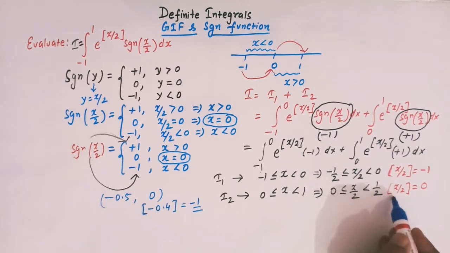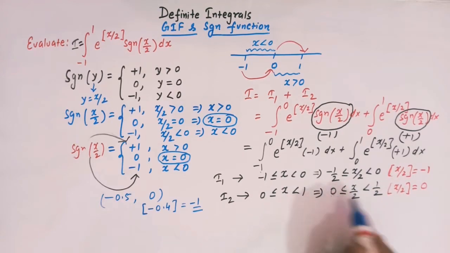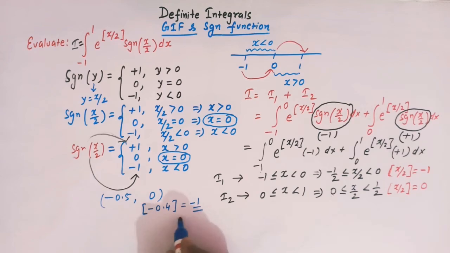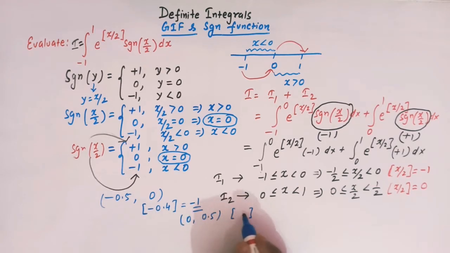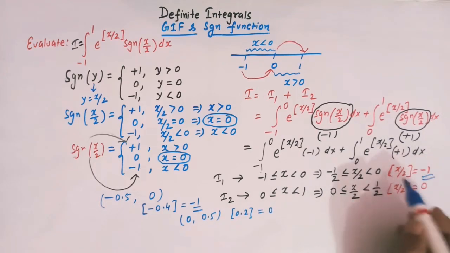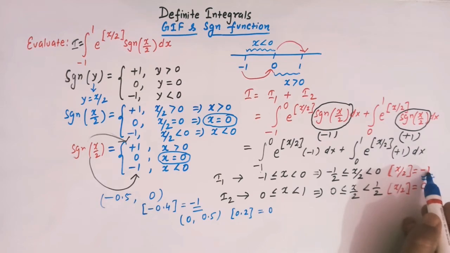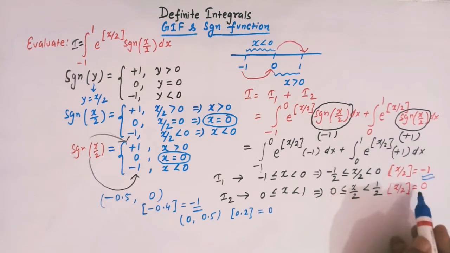And similarly here we have x over 2 lying between 0 and half. So here we have 0 and 0.5, and if we take any value between 0 and 0.5, say for example 0.2, right? So by definition of greatest integer function, the value of greatest integer of 0.2 is obviously 0, right? Because the greatest integer less than or equal to 0.2 is 0, right? So now we have greatest integer of x over 2 is equal to minus 1, and greatest integer of x over 2 is equal to 0.